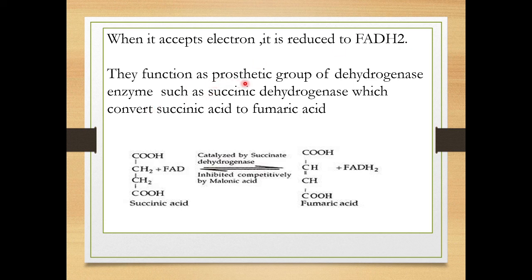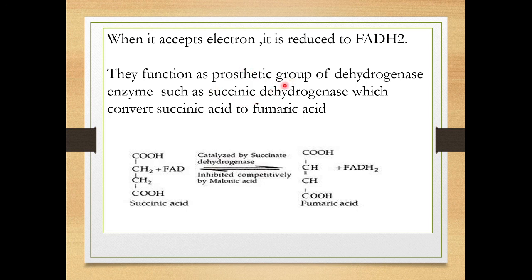It also functions as a prosthetic group. Prosthetic group means a non-protein part. The enzyme has two parts. One is called the protein part and the other is called the non-protein part. The non-protein part may be a prosthetic group.